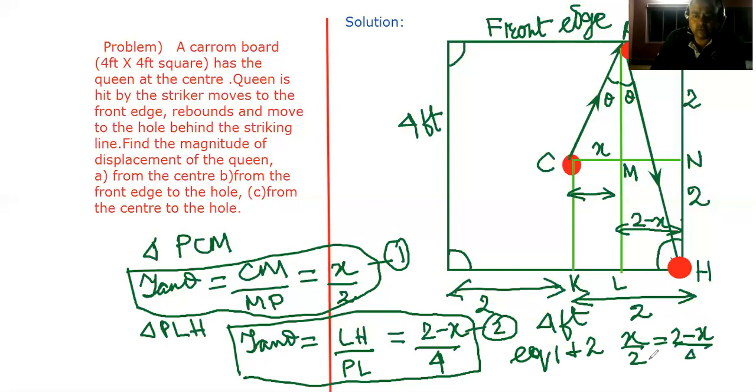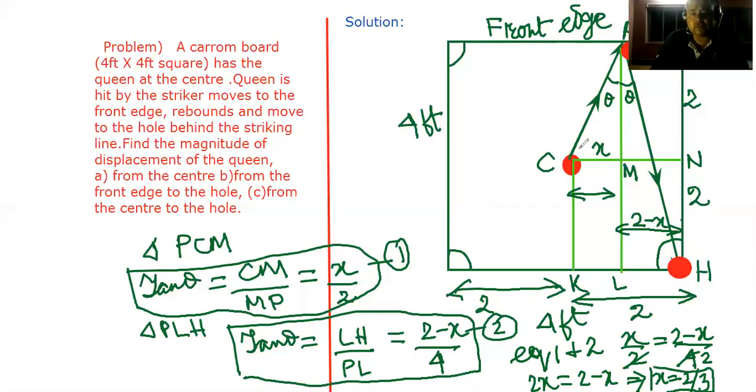So this 2 and this 2 get cut. So easily you can calculate from here that 2x is equal to 2 minus x. So that implies x is equal to 2 by 3, or 2 upon 3. So this is the first part that we have done. This is a very, very important part that we need to find, that is x equals 2 upon 3.